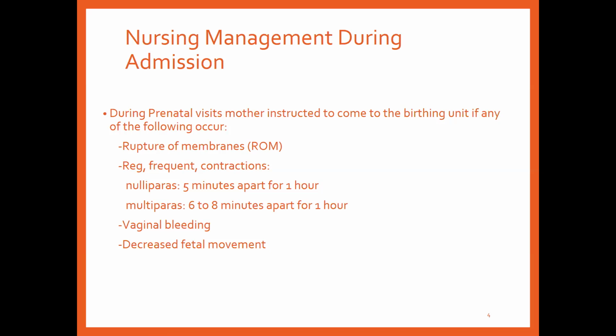Also, we may want to tell the mom when to come back to the birthing unit. A lot of times we tell them if there's a rupture of membranes or if there are regular, frequent contractions. For nulliparas, moms who've never had babies, a lot of times we say if they're 5 minutes apart for 1 hour, then come in. Multiparas, women who've had more than one birth, we usually tell them to come in when it's 6 to 8 minutes apart for 1 hour. And also if there's any vaginal bleeding, because that is not normal.